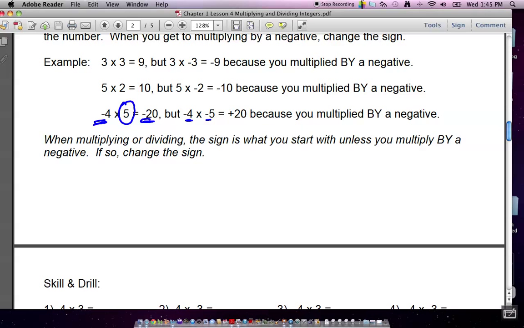Now I'm going to do negative 4 times negative 5. Now I multiply by the 5 part, which gets me the 20, but since I multiply by a negative, I have to change that sign. So it started negative, what does it become? Positive.